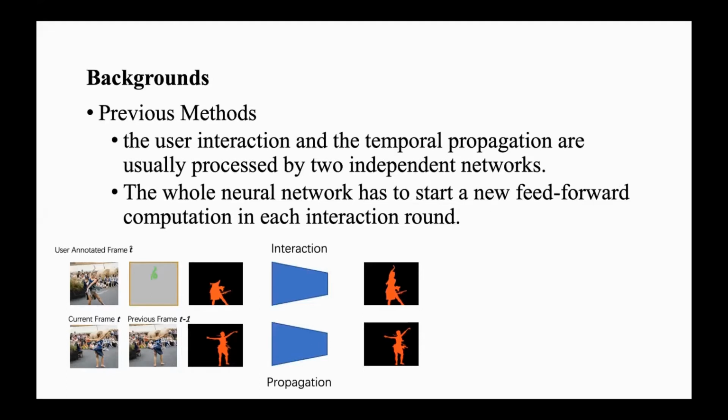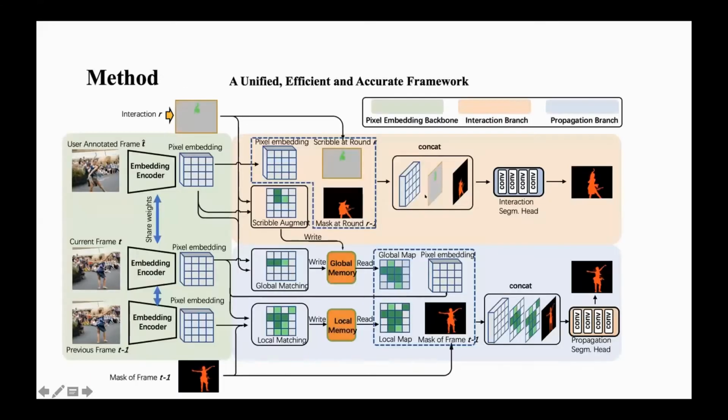Two independent neural networks for the interaction and temporal propagation, and the whole neural network has to start a new feed-forward computation in each interaction round, which is time-consuming. And in this paper, we propose a unified, efficient, and accurate framework.